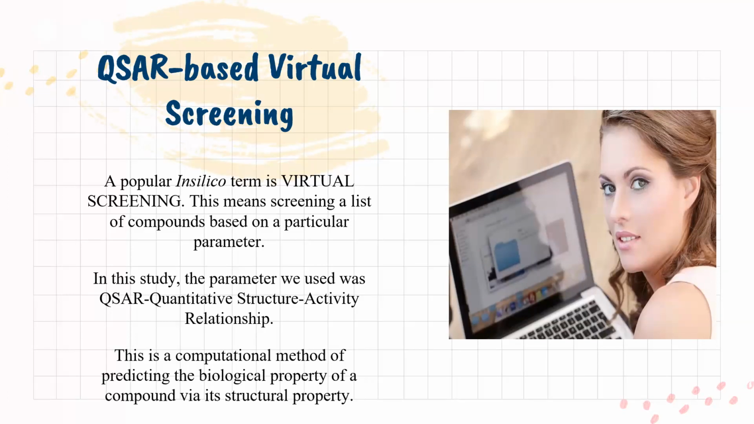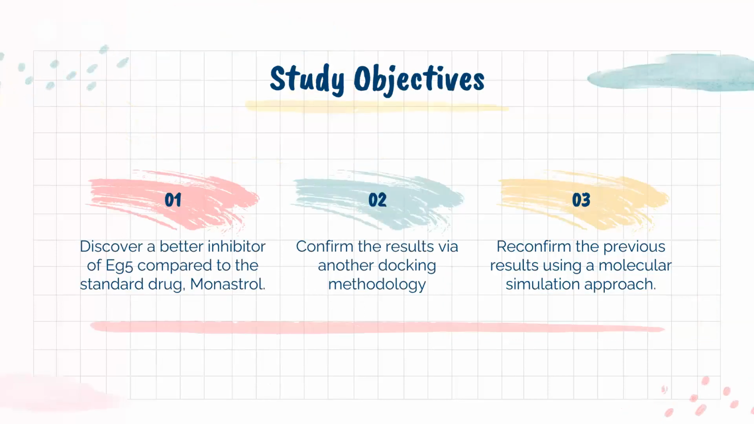So we checked for compounds that were predicted to have high biological effects based on their structural components. That's what we used to filter this list of compounds, which, as I said earlier, were over 2,000.